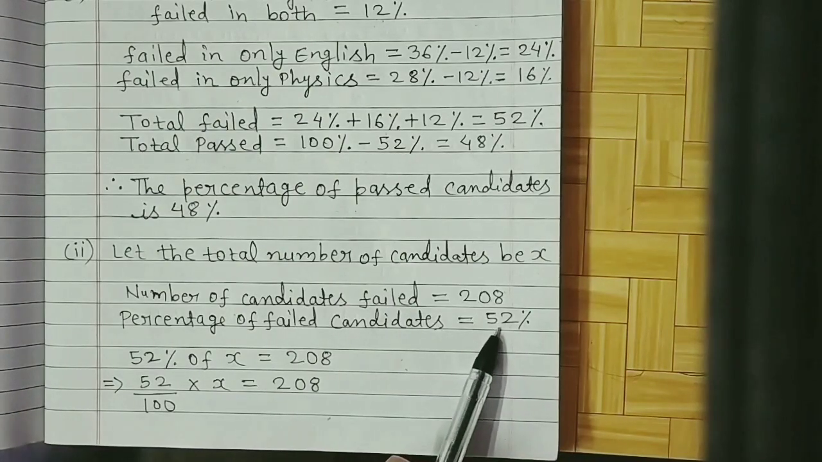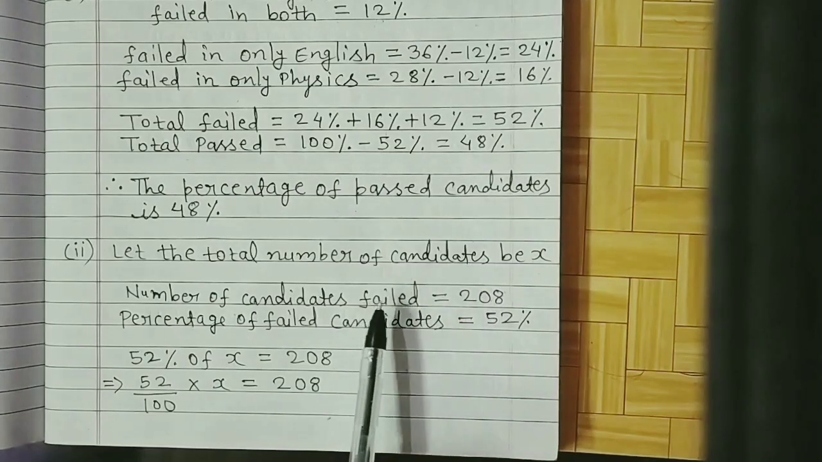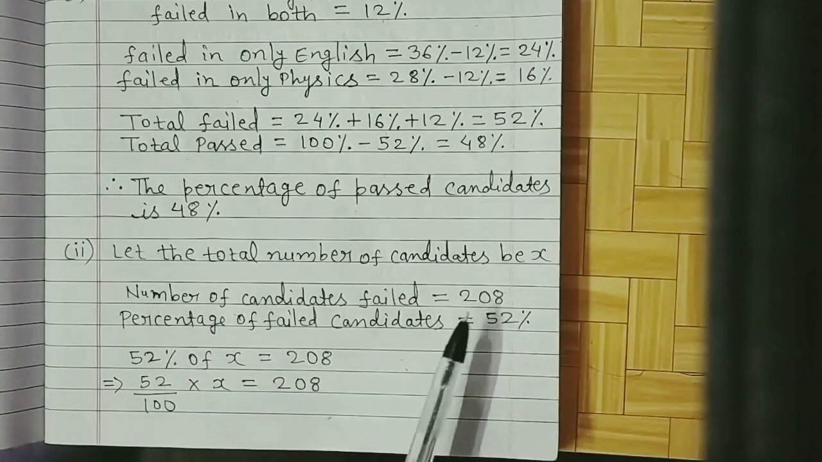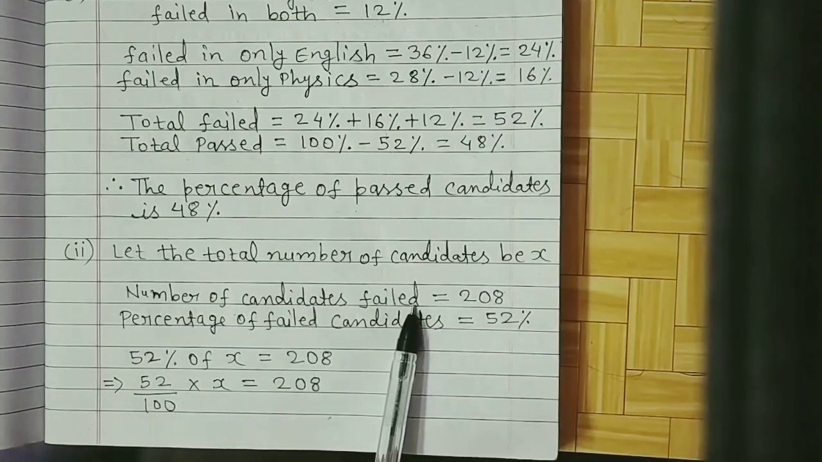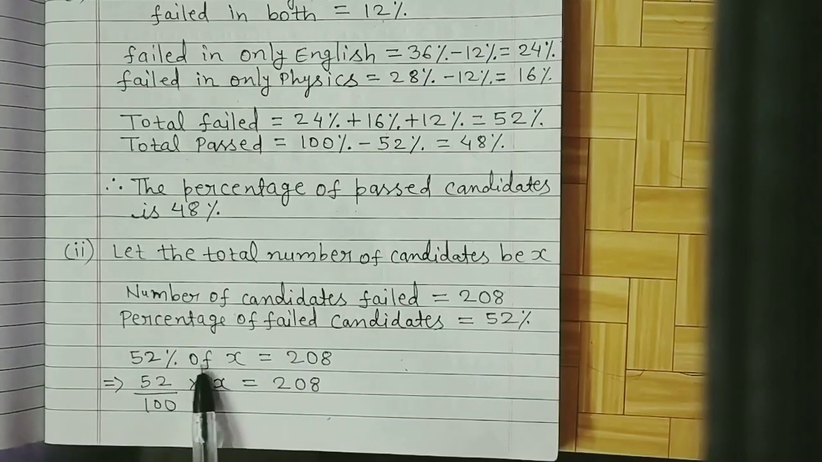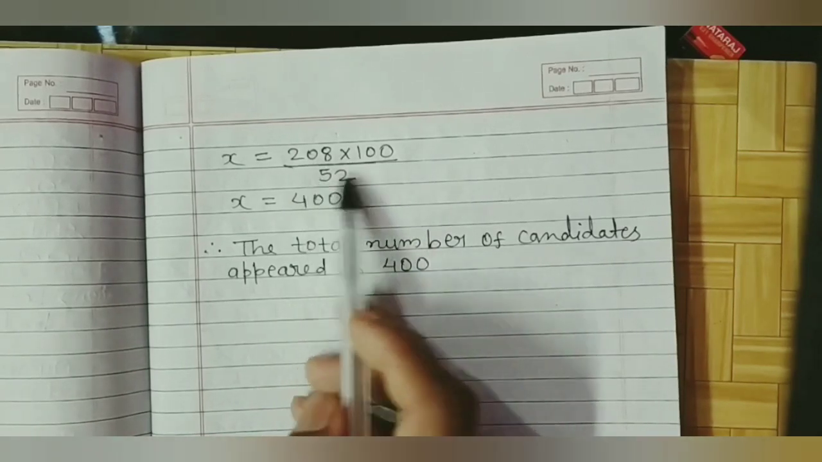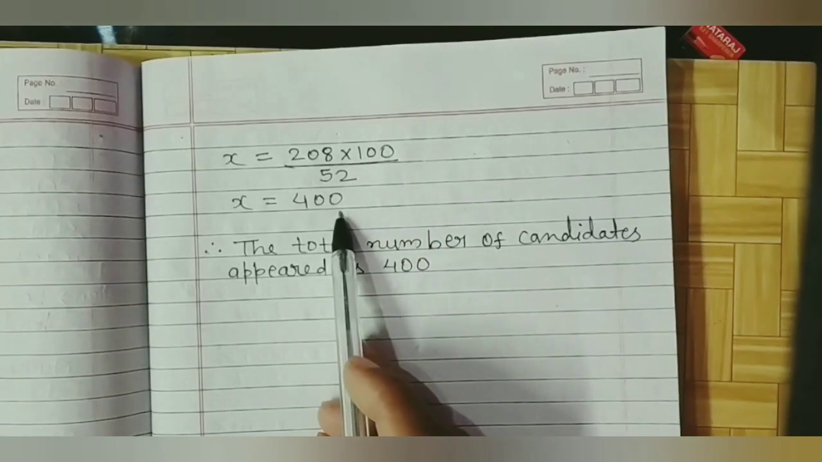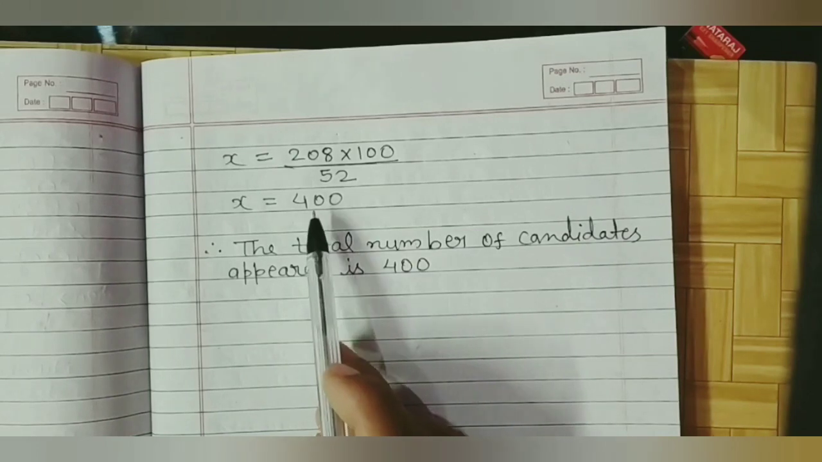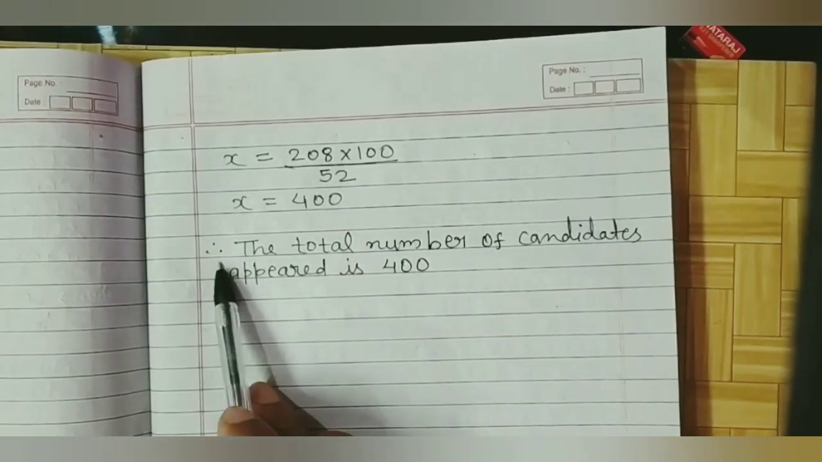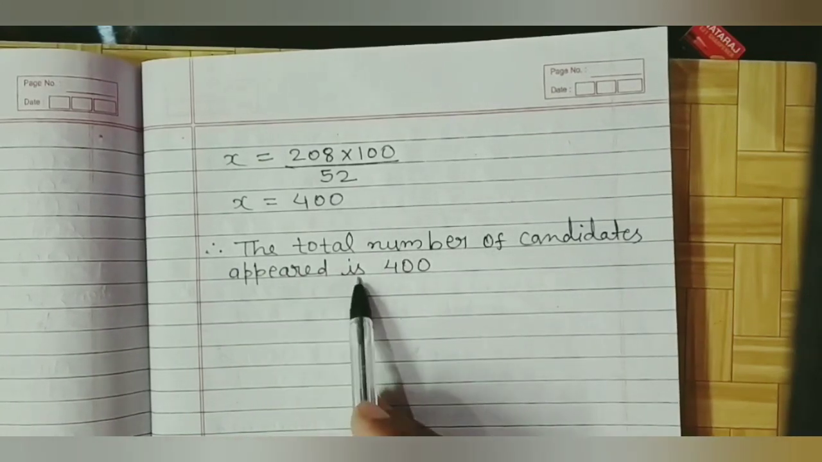Okay? Now this 52% of the total number of candidates will be equal to 208, because this 52% is the percentage of failed candidates, and this number 208 is the number of candidates failed. Clear? So I have written here 52% of X equal to 208. Now it is equal to 52 by 100 into x equal to 208. And after that x equal to 208 into 100 by 52. And after solving this, it is equal to 400. And this is the total number of candidates. We have assumed the total number of candidates is x and it is equal to 400. So I have written at the end, therefore the total number of candidates appeared is 400.